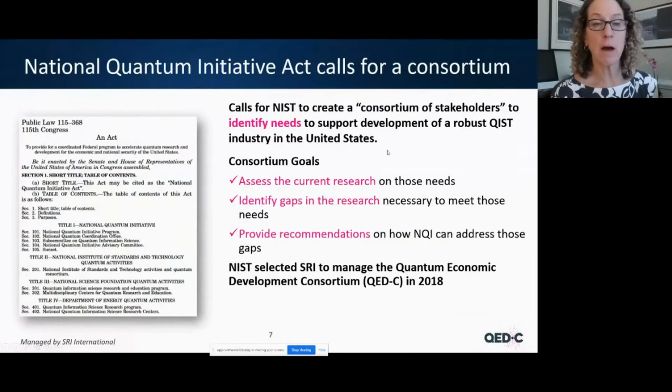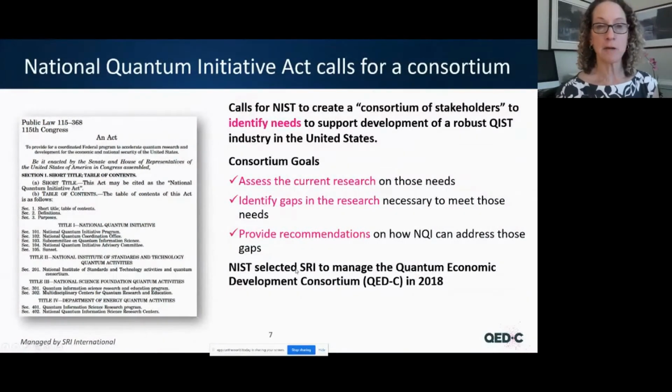And if you read this piece of legislation, it's easy to find. You can see what this consortium is supposed to do. So it's to assess what the current research needs are and what research is addressing these needs. So identify the needs, what research is going on now to address the needs, what are the gaps in the research that's needed to address the needs, and then recommend how this initiative can address the gaps. So very basic gap analysis and making recommendations on how to bridge the gap, fill the gaps.